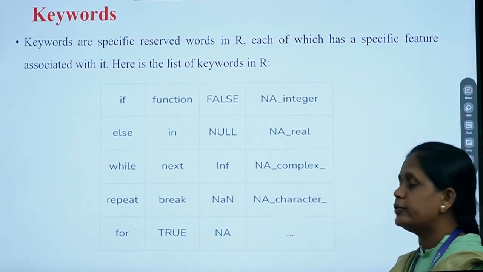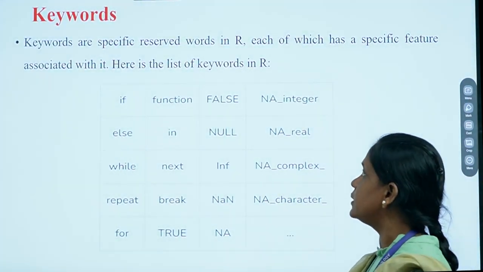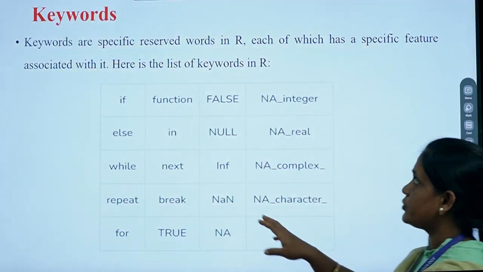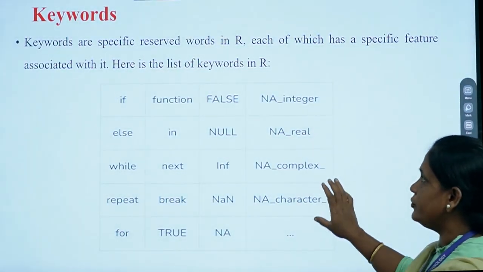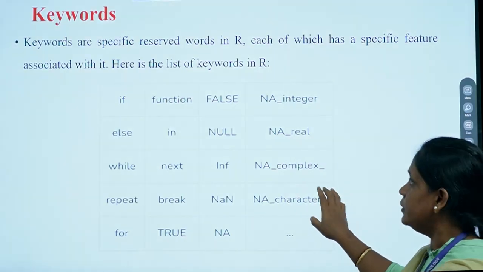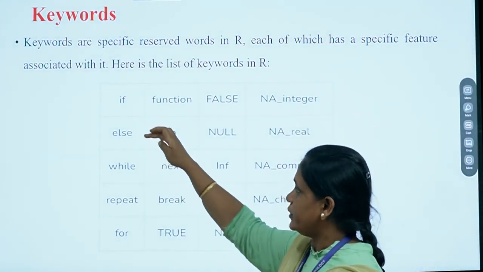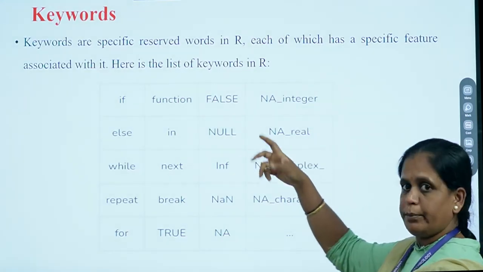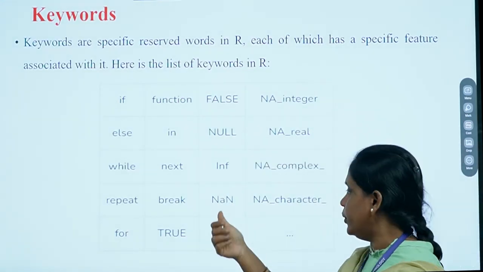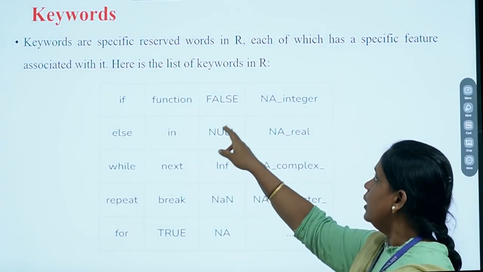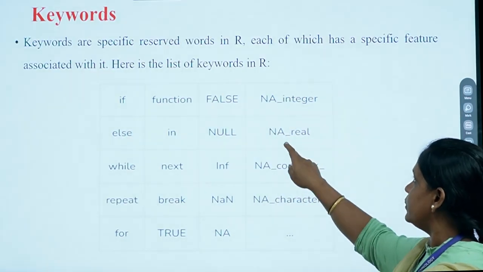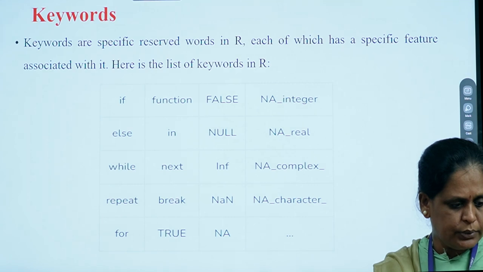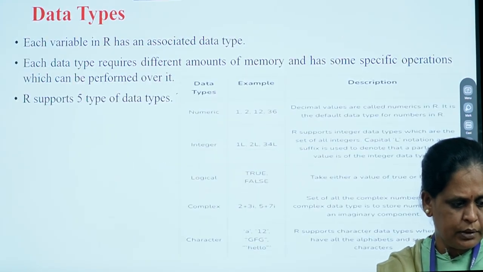Any language has a few keywords associated with it. Similarly, R has reserved keywords, each of which has a specific feature associated with it. These are the list of keywords we are going to use here: if, else, while, repeat, for, and we have other special values compared to other languages, like NaN (not a number), NA (not applicable), NULL, and the integer, real, complex, and character types. These are a few more of the keywords available in R programming.